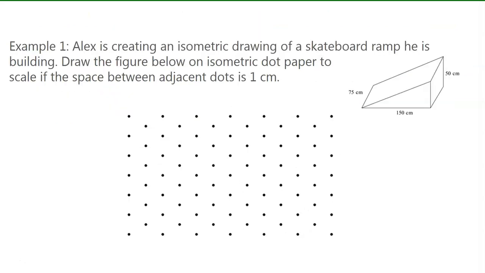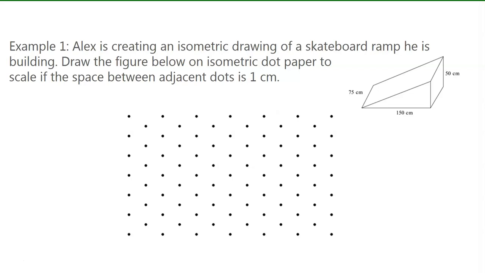So now let's use isometric dot paper in example 1. It says Alex is creating an isometric drawing of a skateboard ramp he is building. Draw the figure below on isometric dot paper to scale if the space between adjacent dots is 1 centimeter. So vertically, they are 1 centimeter apart, and diagonally as well.